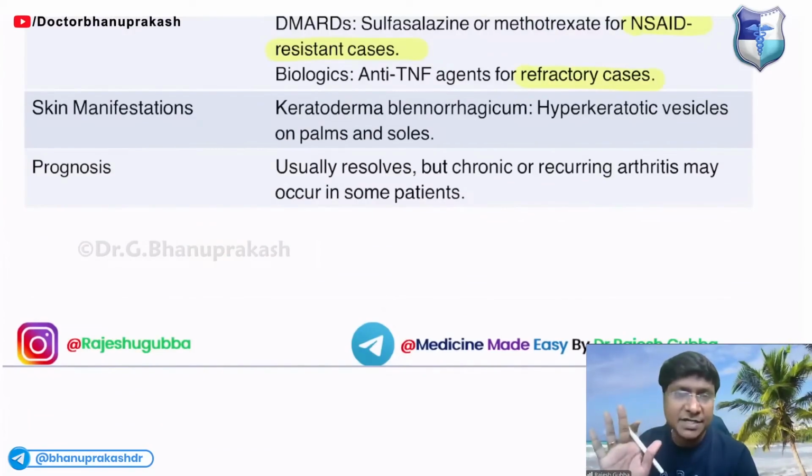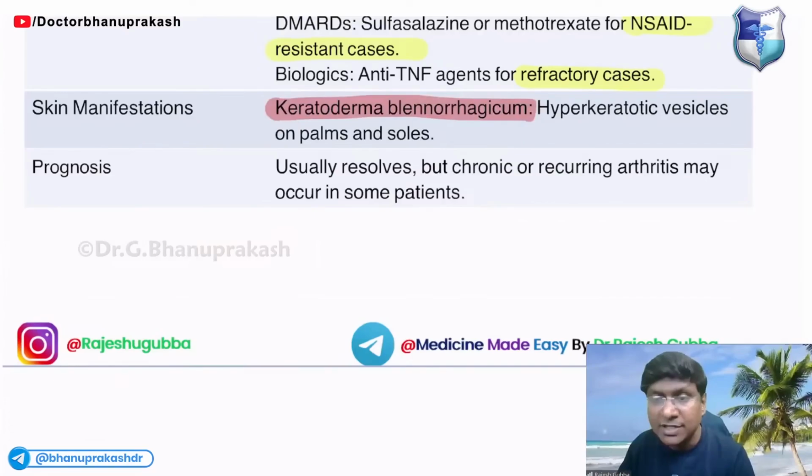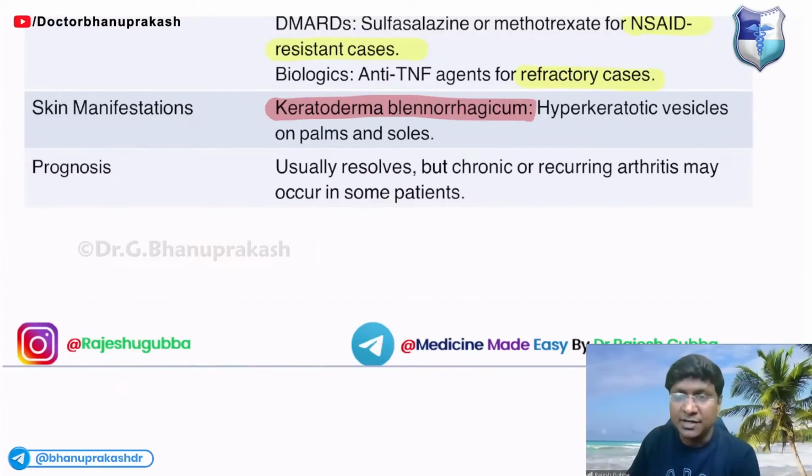Right? Skin manifestations are asked as multiple choice questions. And what is that skin manifestation? That is keratoderma blennorrhagica. And these are the important points related to Reiter's or reactive arthritis.